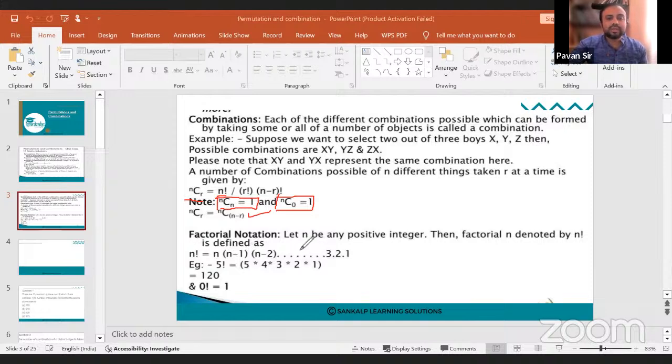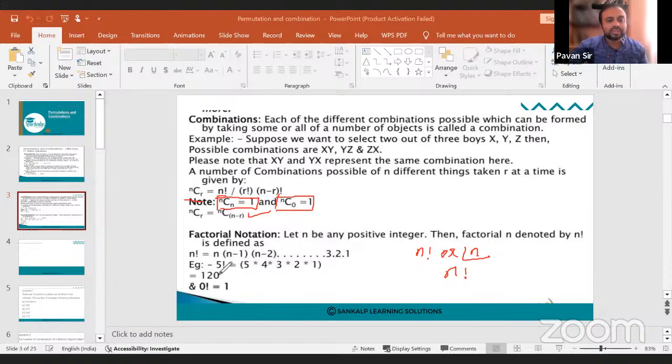Let n be any positive integer, then factorial n is denoted by n with a factorial mark, or sometimes in notes it is written like this. This is also n factorial. Both are the same. Usually we use this symbol, it is very comfortable. So n factorial is equal to n into n minus 1, n minus 2, and so on up to 3 into 2 into 1.